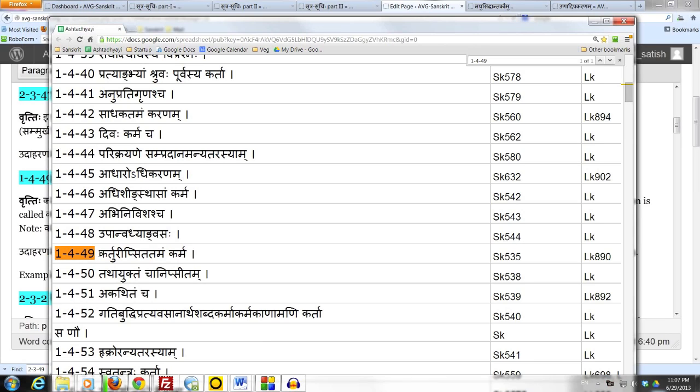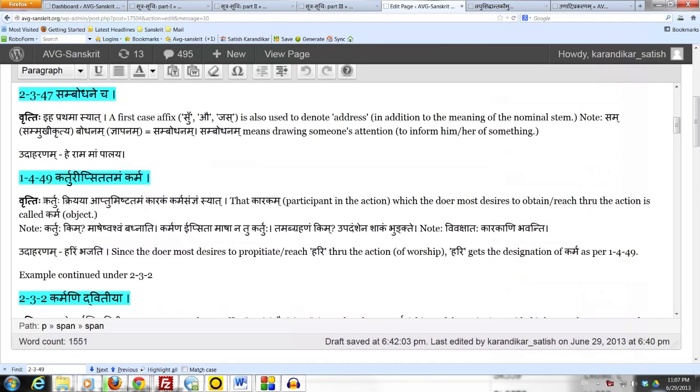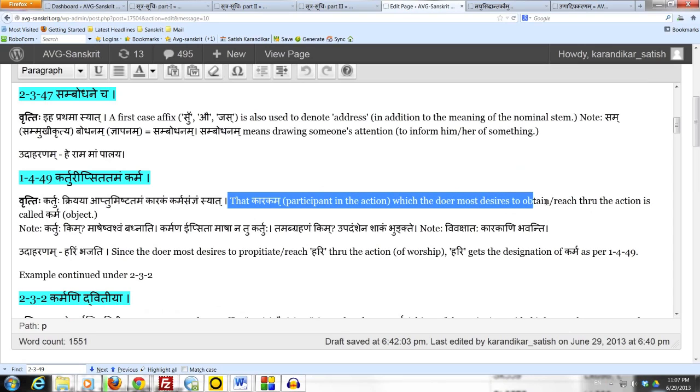Padachheda is kartuh ipsitatamam karma. Vritti Sutram says, kartuh kriyaya aptum ishtatamam karakam karma sanjam syat, which means that karakam, participant in the action, one who does, one who participates in the action, which the doer most desires to obtain or reach through the action is called the object. It gets the designation karma, the object of the action.